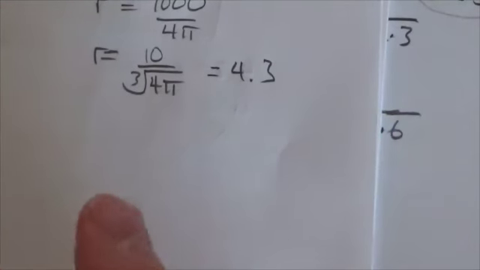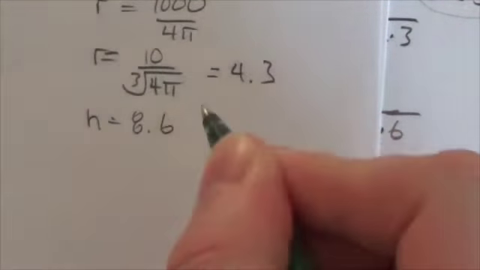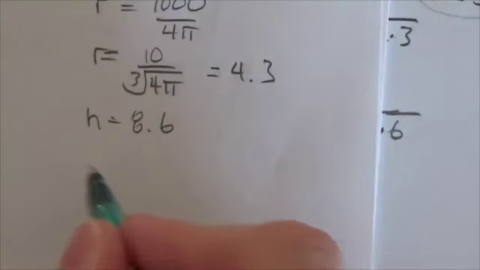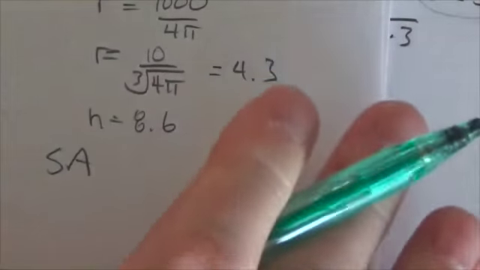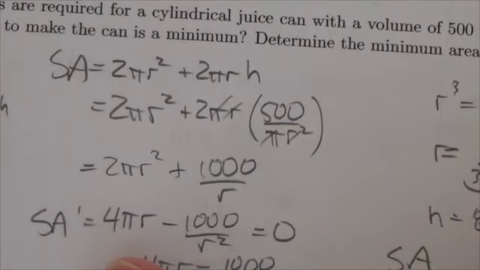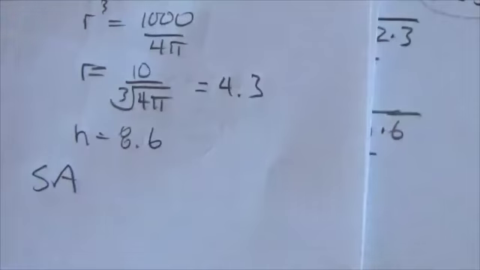And if that's r, we can get h by simply doing 500 divided by pi r squared. We already know what r is. Pi r squared, yeah. And so h is going to be approximately 8.6. Now our minimum surface area, I'm just going to come over here to this expression that is surface area in terms of just r, because I already know what r is.